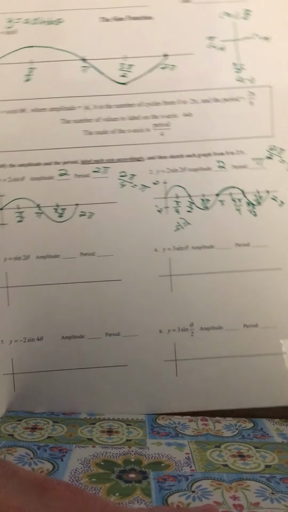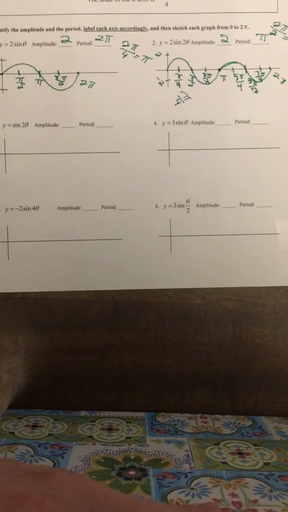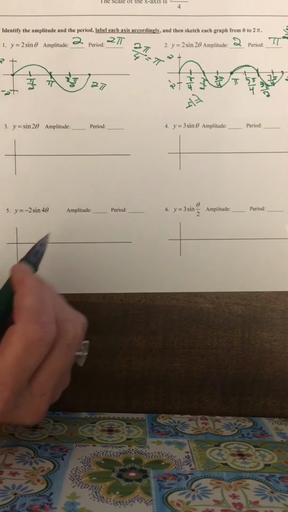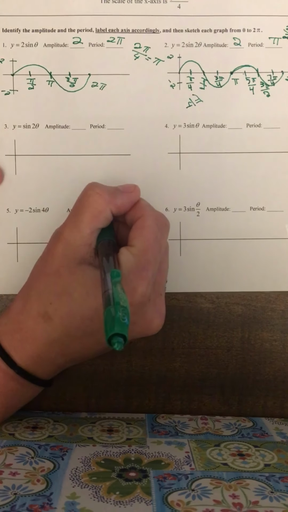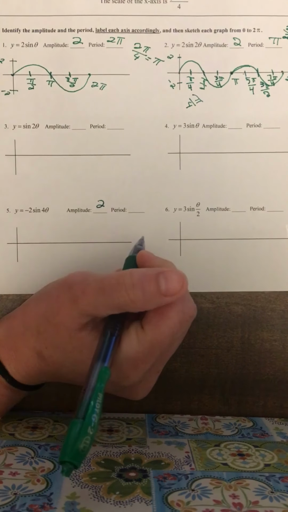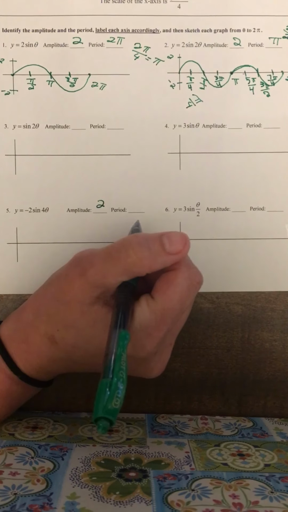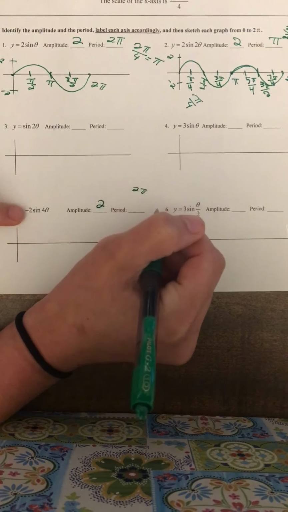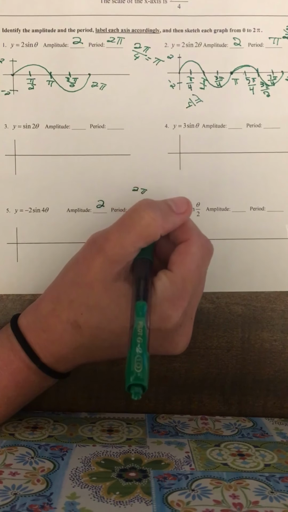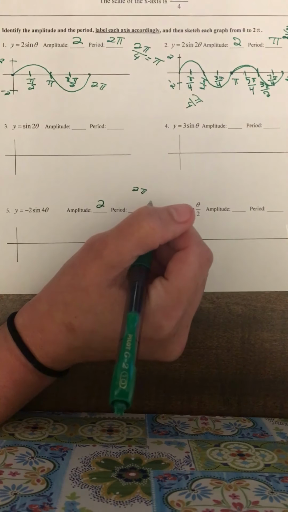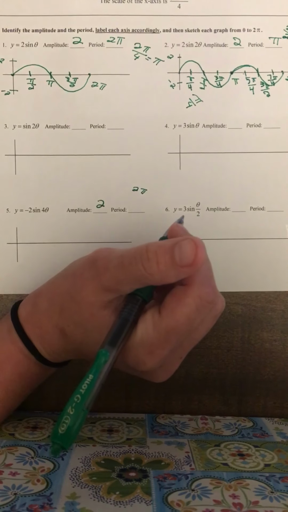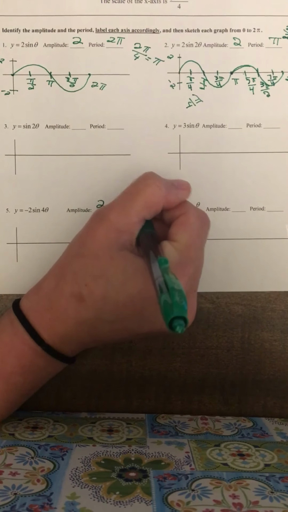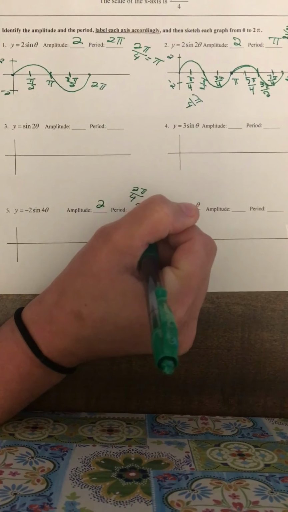Let me move this really fast so I can give myself a little bit more room. Okay, on number 5, the amplitude is still 2. And the period, remember to find the period, it's 2 pi divided by b, and here b is going to be 4. So our period is pi halves.